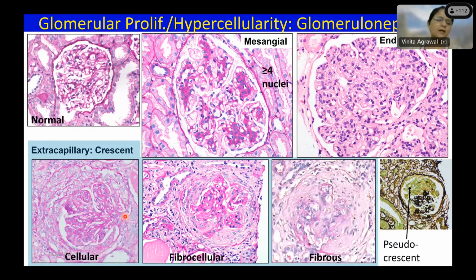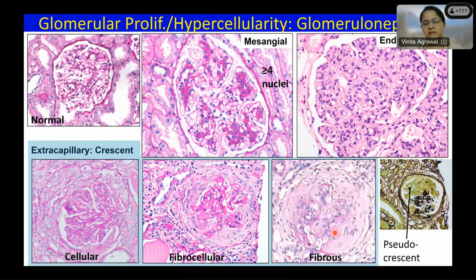Most of the places you will find that the definition says 75% cellularity and 75% fibrosis. So if it is 75% cellular, it is a cellular crescent. If it is more than 75% fibrous, it is a fibrous crescent. And if it is a mixture of both, it is a fibrocellular crescent.